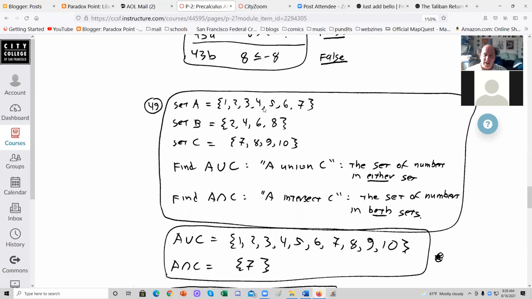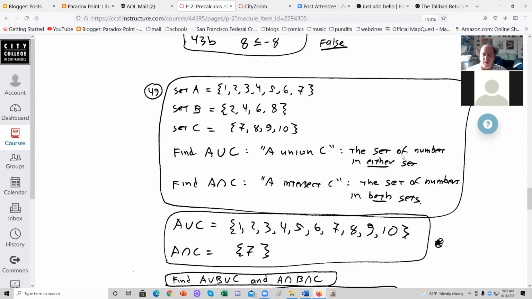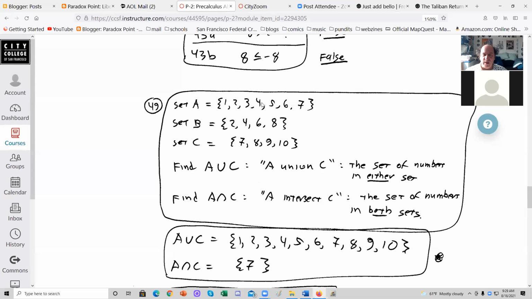A set is a collection of, in this case, numbers. These are finite collections. Union, A union C, is a set of numbers that are in either set, one or the other. This is intersect. A intersect C is a set of numbers that are in both sets. For example, A union C is all the numbers that are in this or this, which tends to be 1, 2, 3, 4, 5, 6, 7, 8, 9, 10. A intersect C is a set of numbers that are in both, and that's just this, number 7.